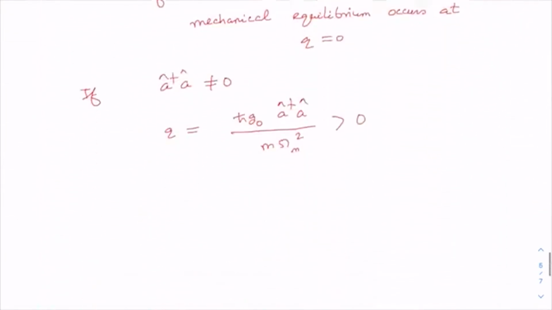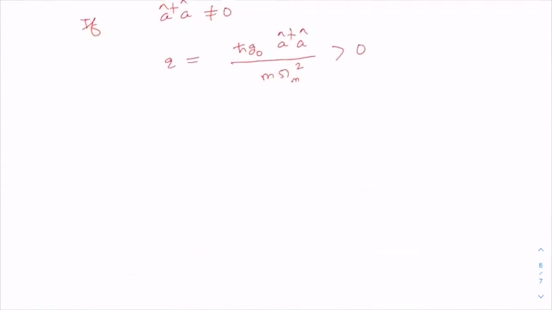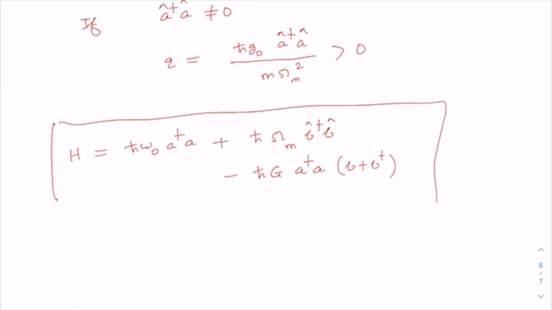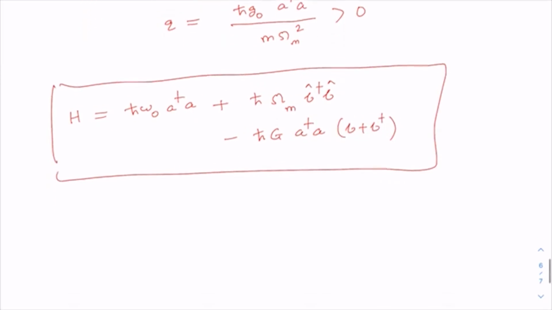This Hamiltonian is also written in a slightly different form, the very familiar form you are already aware of. We can write it as H = ħω0 a†a, and we write the mechanical part in terms of the annihilation and creation operators of the mechanical oscillator, so ħω_m b†b, and the optomechanical interaction part we can write as ħZ a†a (b + b†).